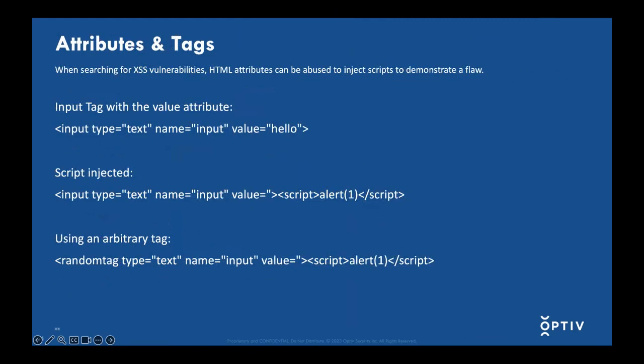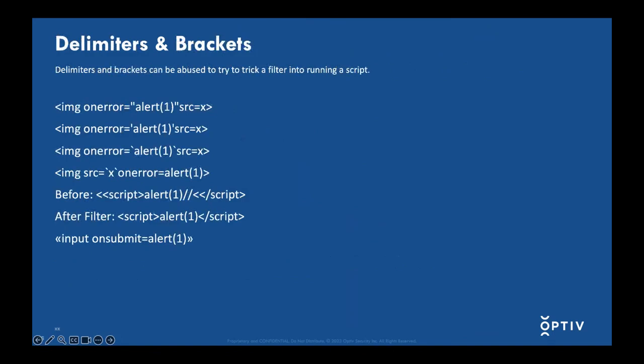The attributes and tags, as I was just talking about, are also ways that you can bypass filters by using maybe a cross-site scripting attack in the value of an attribute, or you could also maybe use an arbitrary tag that maybe won't be looked at by the filter. You can also use delimiters and brackets to try to trick a filter into running a script.